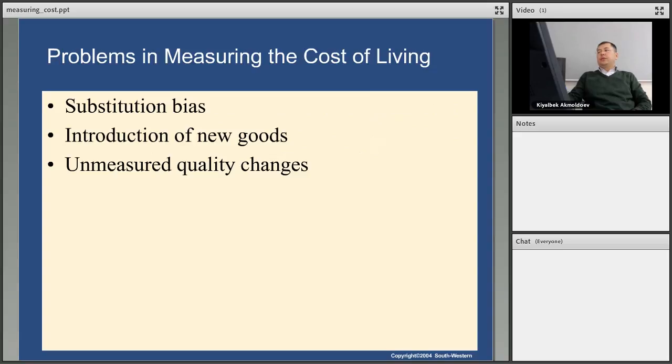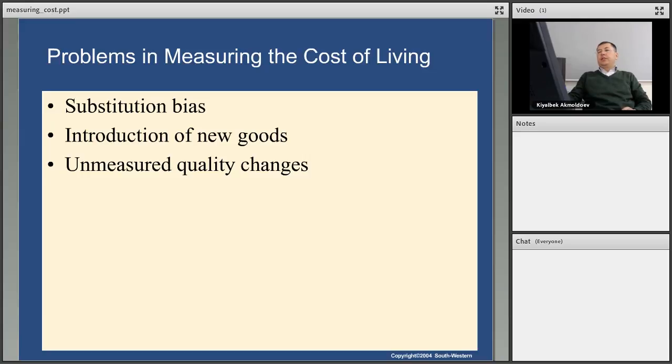Substitution bias says, for example, that when the government calculates our CPI, it assumes someone eats a hamburger, so they put a hamburger in the basket. But when the price increases, the CPI assumes people continue to eat hamburgers even though they are expensive, but in reality people will prefer goods that are out of the basket.